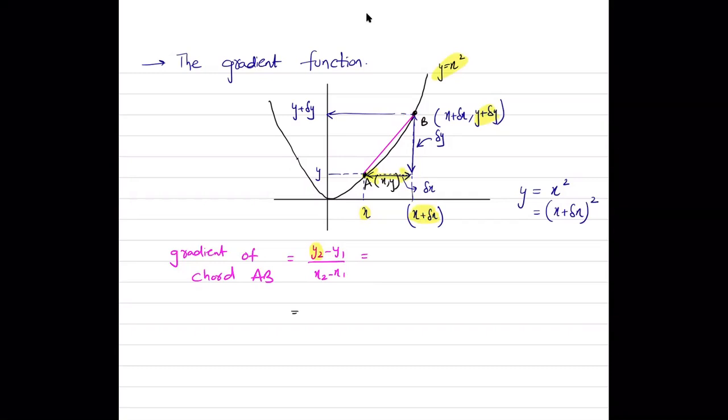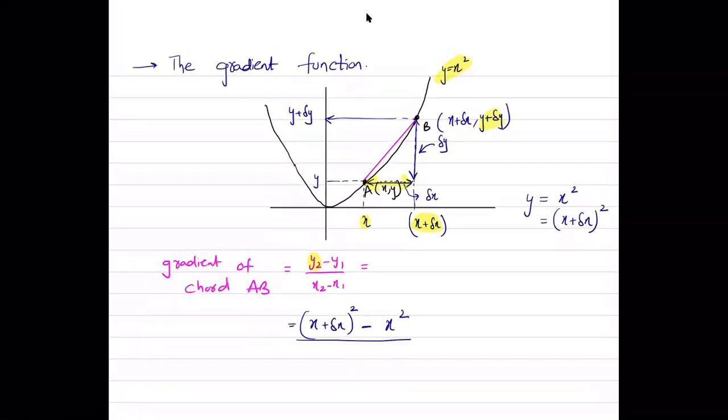X plus delta x, the whole thing squared. Okay, x plus delta x, the whole thing squared, minus y1. Now for y1 you are going to plug in x. So if you plug x over here, what would you get? X squared. Yes, you are going to get x squared if you plug in the x coordinate of A in this equation.